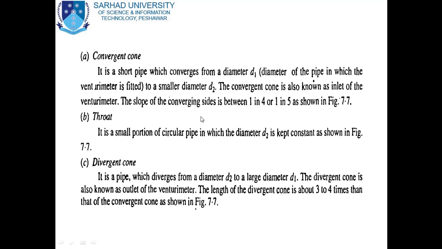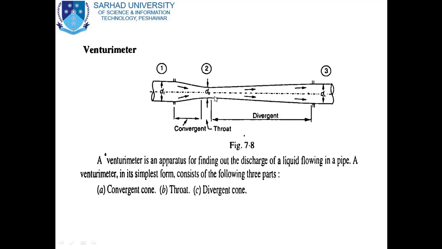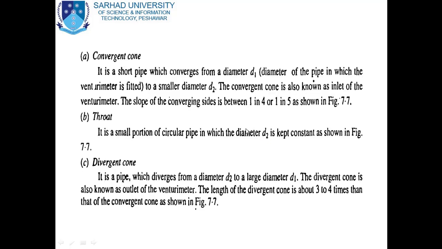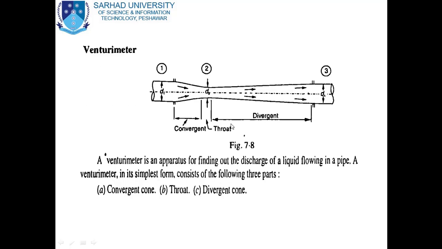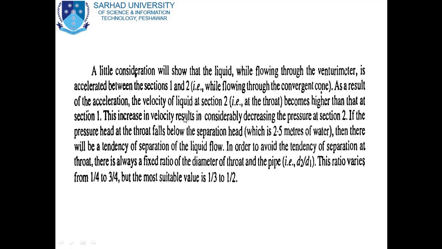The divergent cone is also known as outlet of the Venturimeter, and the length of the divergent cone is about 3 to 4 times than that of the convergent cone as shown in figure 7.7. In fact, figure 7.8 shows the total length. This is the divergent cone, and its length is about 3 to 4 times of the convergent cone.